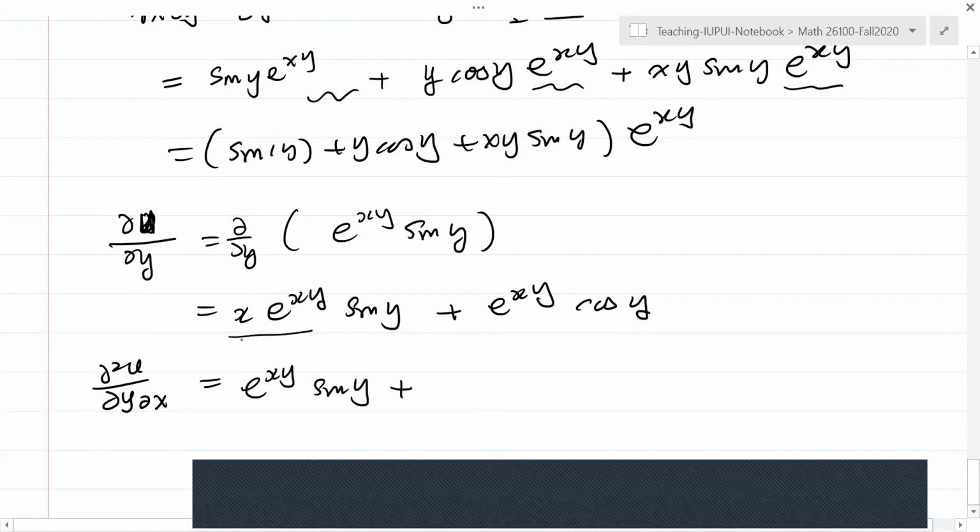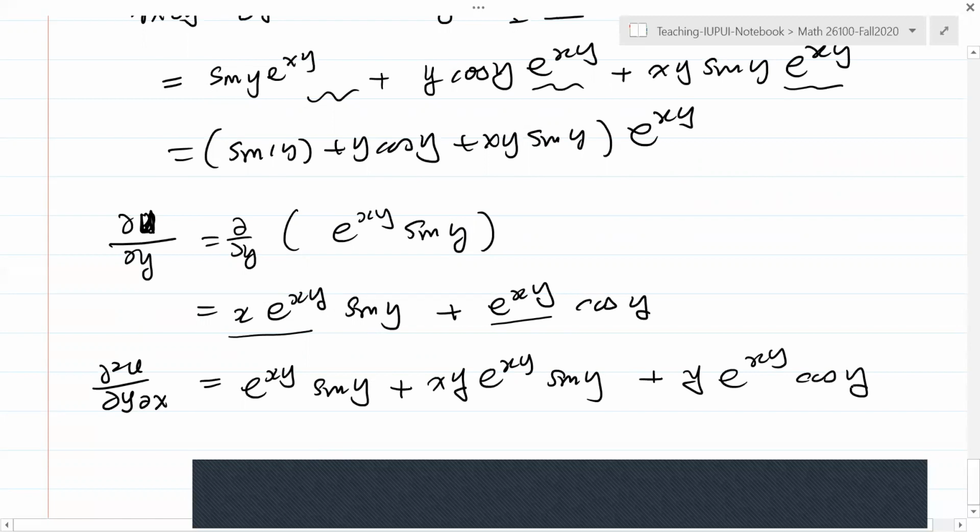And then you differentiate x with respect to y variable. So you get x times y, e to the x times y, sine y. Okay, so you get those 2 terms. And here, I'm going to differentiate with respect to x. So only this term I should be careful. With respect to x, so y should be out.